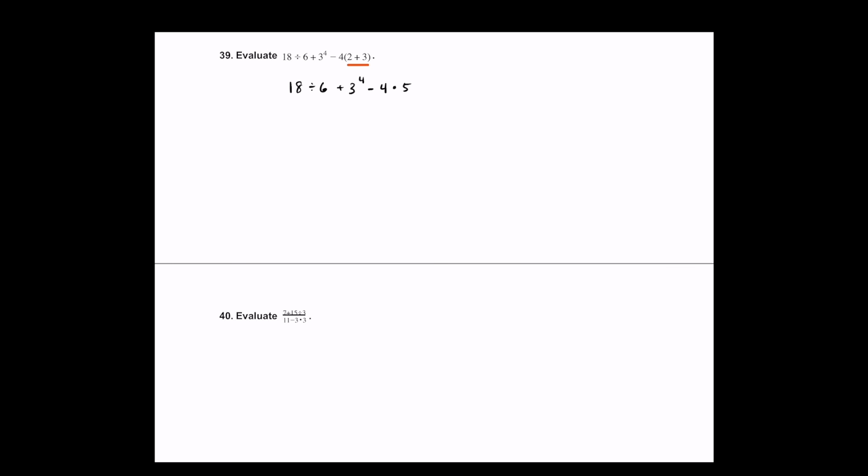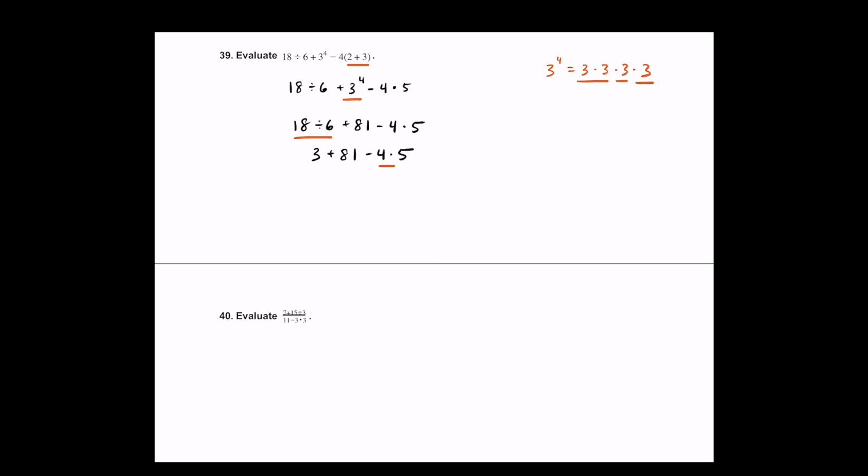Okay. So no more grouping symbols. Exponents come next. So 3 to the 4th power, that's 3 times 3 times 3 times 3. 3 times 3 is 9, times 3 is 27, times 3 is 81. So this will be 18 divided by 6 plus 81 minus 4 times 5. That takes care of all the exponents, and then we'll go on to multiplication and division. They're equally important, so left to right, 18 divided by 6 is 3. 3 plus 81 minus 4 times 5.